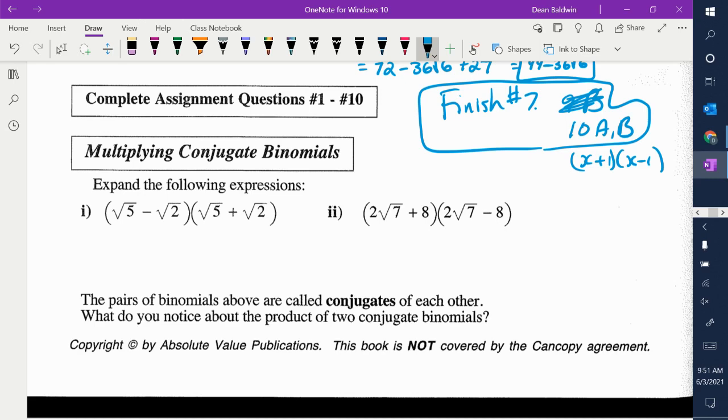Now, if I asked you to multiply these two radicals out the long way, we do our FOIL, right? Root 5 times root 5 is what? Root 25, I'll write it all out. Root 5 times root 2 is root 10. Negative root 2 times positive root 5 is negative root 10. Negative root 2 times positive root 2 is negative root 4. What happens to the root 10s in the middle? They're going to go away. What's the square root of 25? The square root of 4.